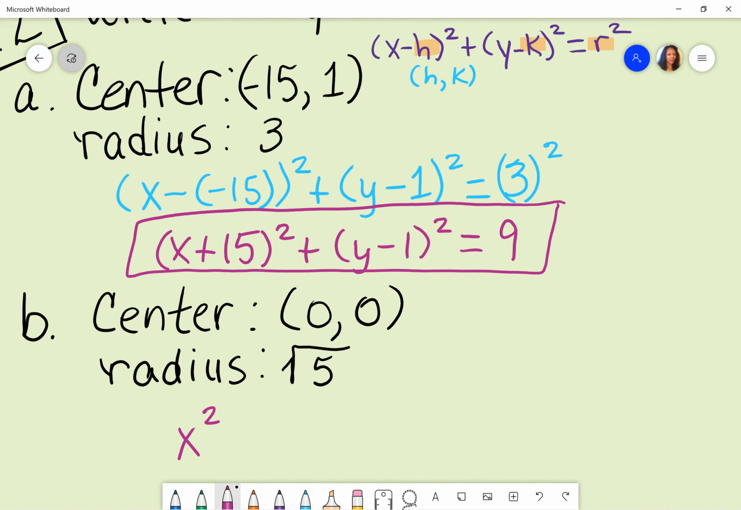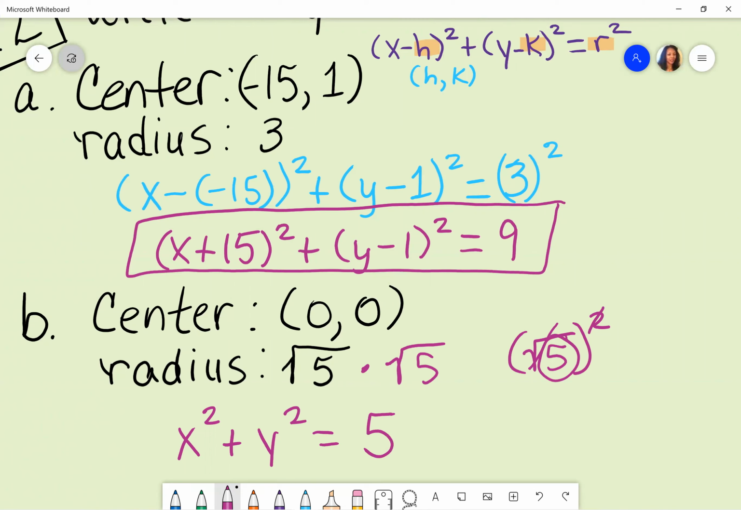So I'm going to write x squared plus, and then y, the k is also 0, so y squared is equal to, well, radius squared simply means taking what's given and multiplying it times itself another time. Or you might see it as square root of 5 raised to the second power. It means the same thing. Well, what you'll learn later on in algebra 2 is that's the inverse. So if you can raise it to the second power, you just get rid of the radical. What's left over is your answer, 5.